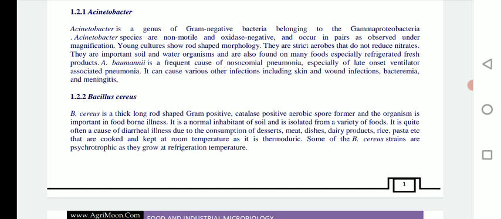So it is quite often a cause of diarrheal illness due to consumption of desserts, meat dishes and dairy products, then rice and pasta, etc. So basically Bacillus cereus is related to diarrheal infections after consumption of foods like desserts, meat dishes, some dairy products and some rice and pasta. These foods are cooked and kept at room temperature as it is thermoduric. Some of the Bacillus cereus strains are psychrotrophic as they grow at refrigeration temperature also.